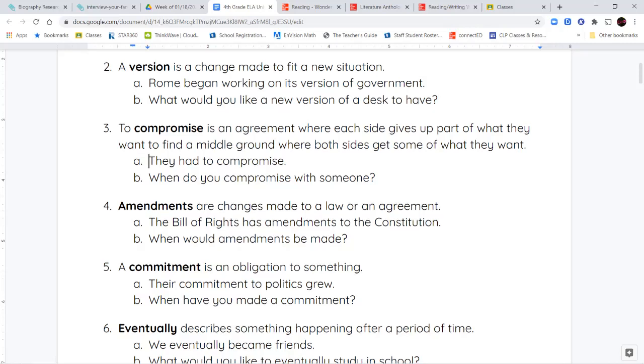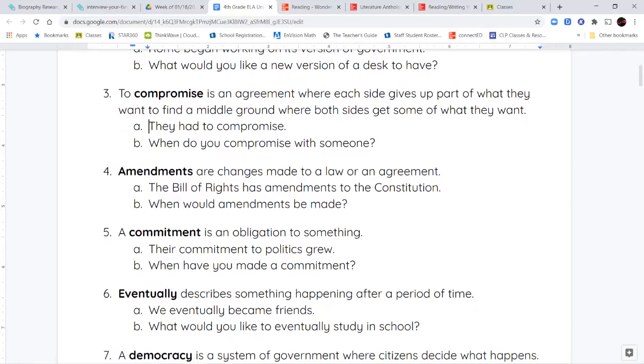Next, we have the word commitment. Commitment is an obligation to something. So when you commit to doing something, that means you're saying, this is what I'm going to do. You're giving your word. So commitment is an obligation. So it's making it your responsibility.